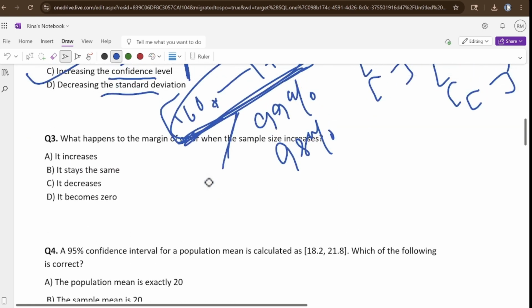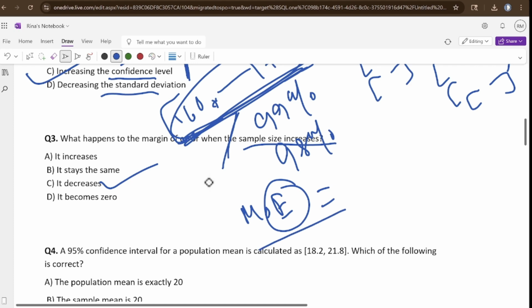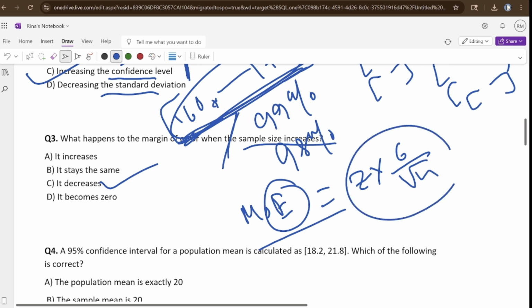What happens to margin of error when the sample size increases? See, margin of error. You can see this is error. Error will always be reduced, right? It will decrease. But what is the formula of margin of error? That is Z into sigma by root over n. Okay. Z you know, Z score, population standard deviation and sample size.